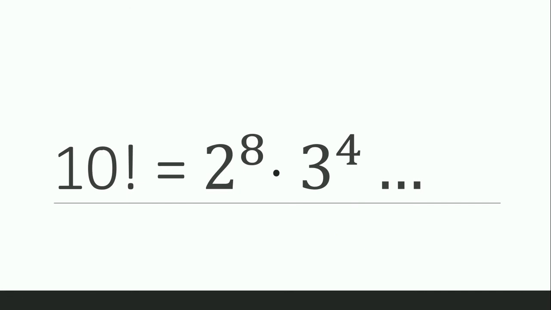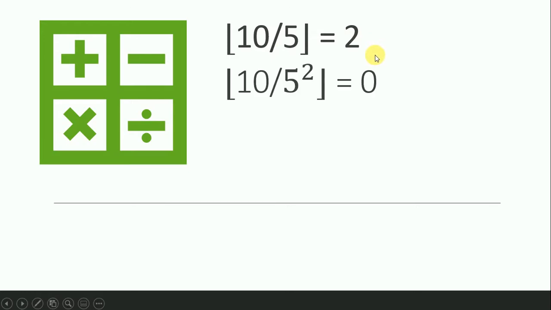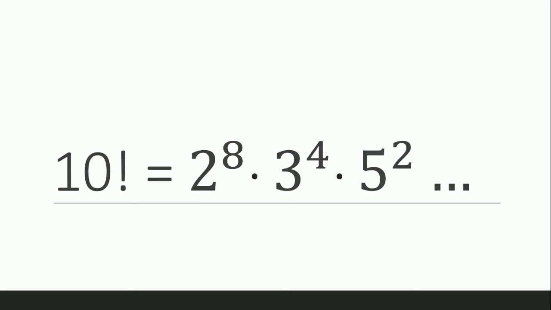What is the third one? So that is 5, the next prime factor. So we have 10 over 5, which is exactly equal to 2. If we continue on to 5 squared, that would be 25. So it would be 0, applying the floor function. So d sub 5 times 10 factorial is equal to 2. So we have the third prime factor. So we have 5 squared now. What's next to 5? We have 7.